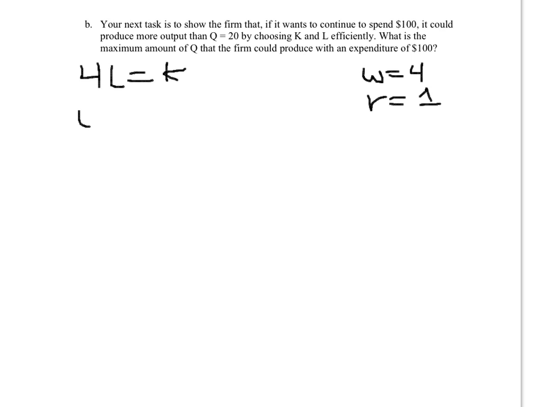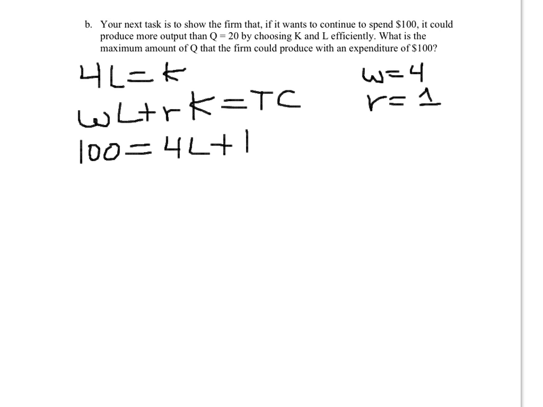So we know that total cost, W times L plus R times K, the price of capital, is equal to the total cost. And we know that total cost is 100, right? So this will be 100 equals 4L plus K. So here we have two equations, there's one here and there's one here, and we have two unknowns. So all we have to do is use these two equations to solve for the two unknowns, and then we can plug that in. Once we found the values of K and L, we can plug that into the Q equation, I think it's 4KL, in order to find the value of Q.